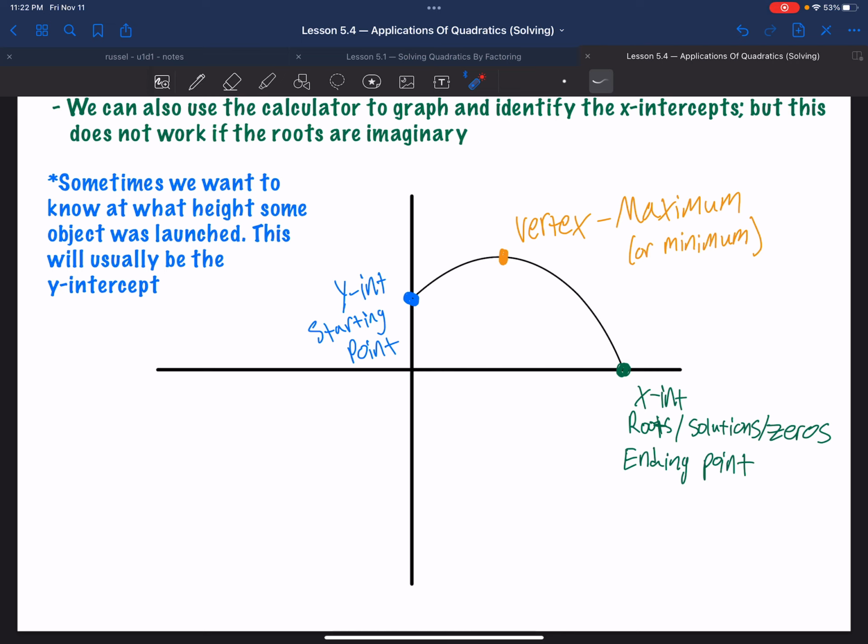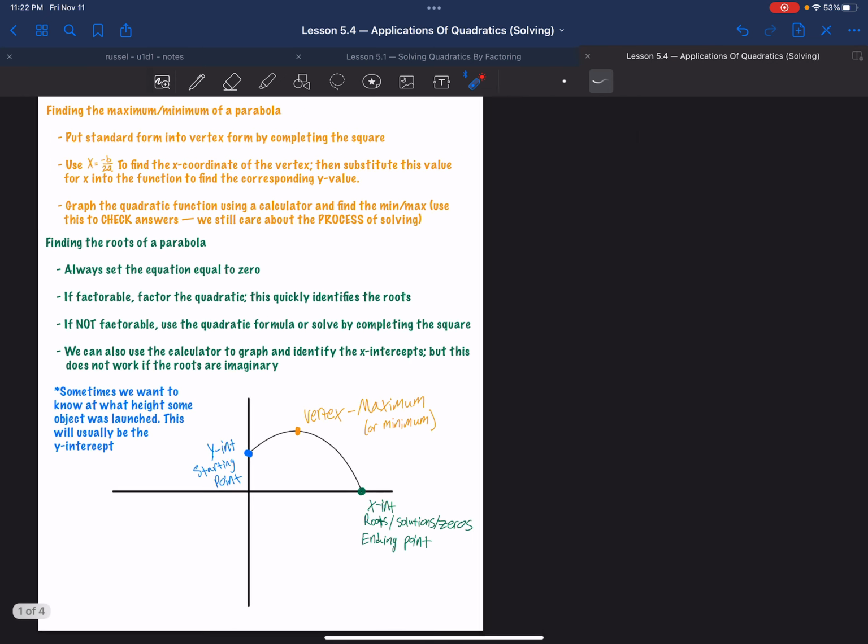Sometimes you'll be asked, at what point was this object released, right? Like how high above the ground was it thrown initially? Then that might be the y-intercept of your parabola. But who knows? It also depends on where you place your origin, because maybe, we've talked about placing your origin at the vertex, and in that case, the y-intercept would not be a starting point, right? But hey, who knows? Okay, so let's move on.